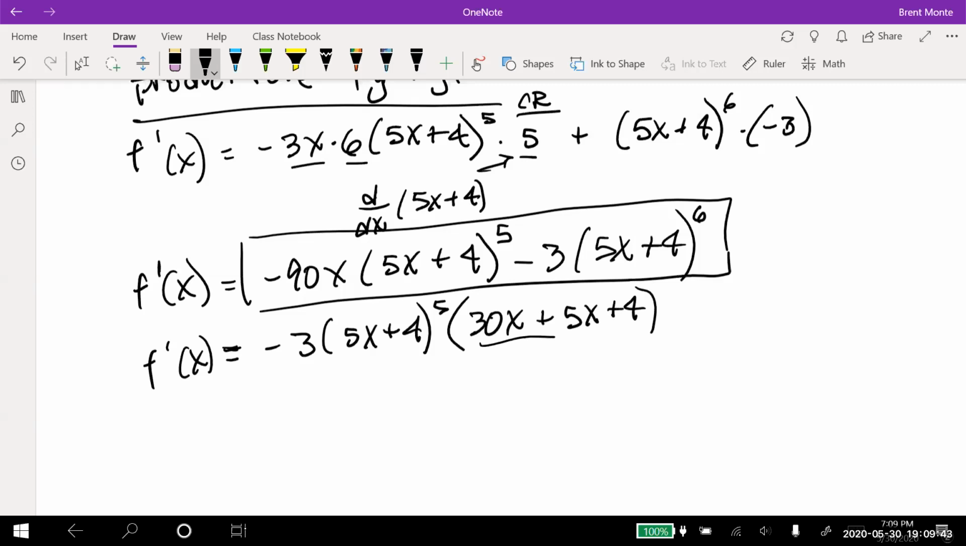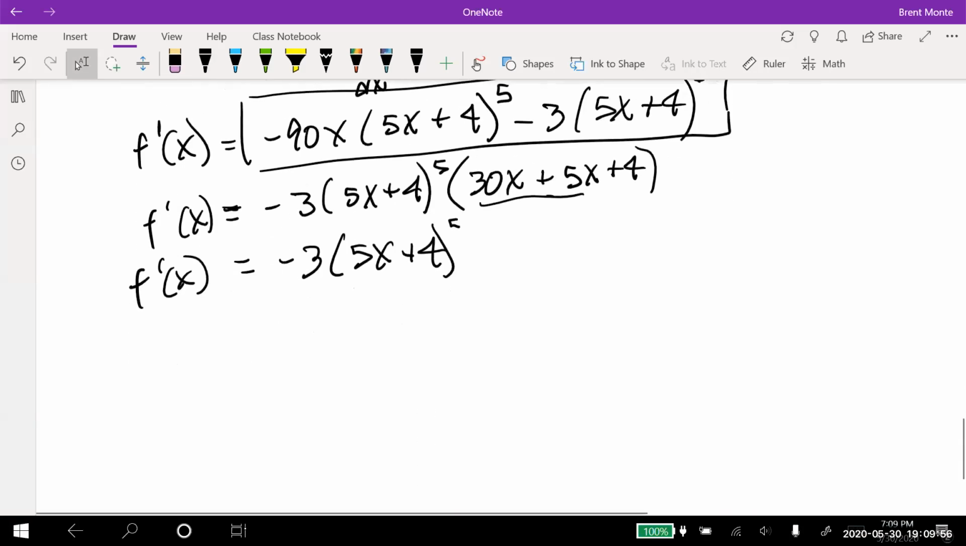Well, these two just add up, and so my answer, factored out, I won't say simplified, but factored out, all that to the 5th, sorry about that, but then times 35x plus 4. That's fully factored.